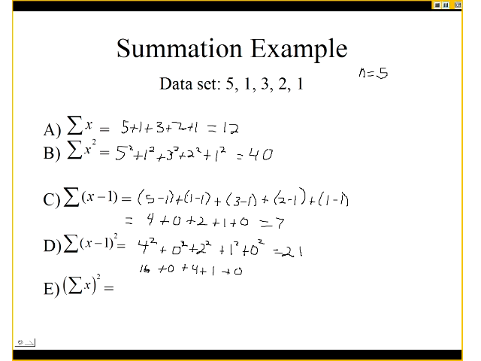All right, part E. Now, again, because of the parentheses, we have to do what we have inside the parentheses first, which means we have to add up all of the values of x first. We have done that already in part A. Our part A total was the number 12. So this is just going to be 12 raised to the second power, or 144.